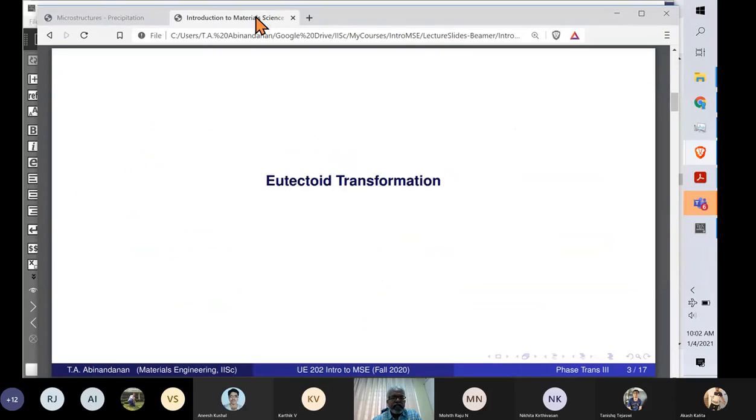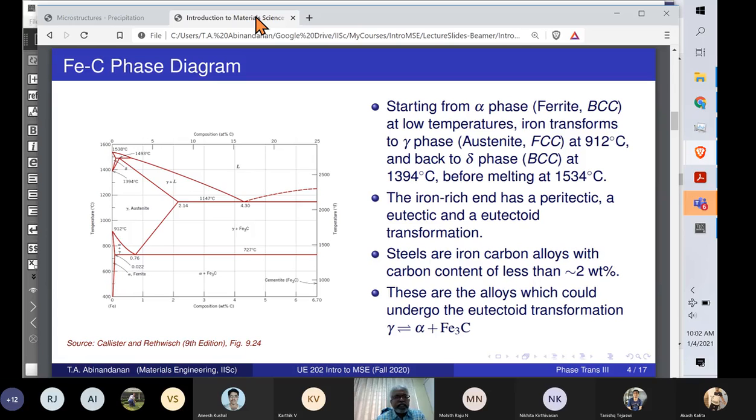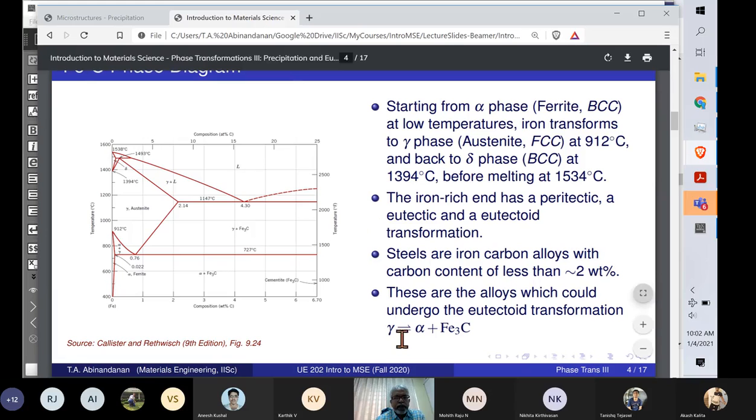So I just wanted to show you this before we move on to the remaining part in steels. We've already seen the eutectoid transformation and the kind of microstructures that it produces. It produces lamellar microstructures. This is just a quick recap. I won't go through these things. The transformation itself is from gamma with this composition, which is about 0.8 weight% carbon in iron.